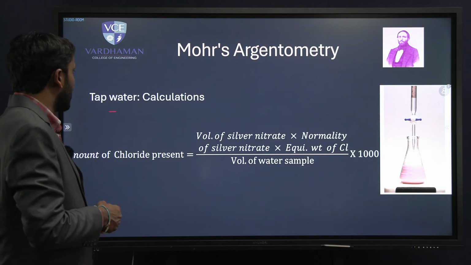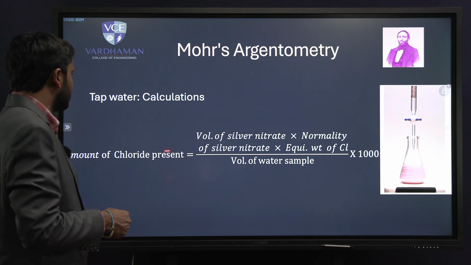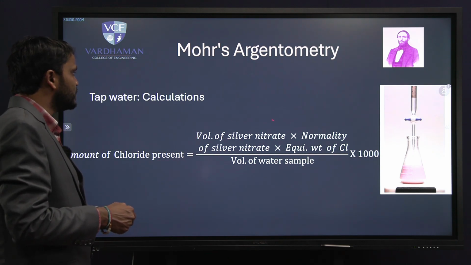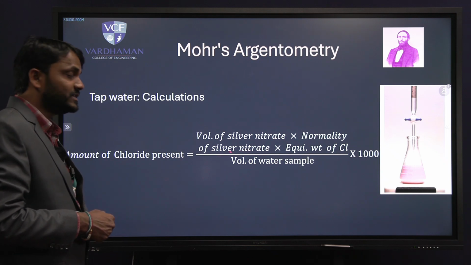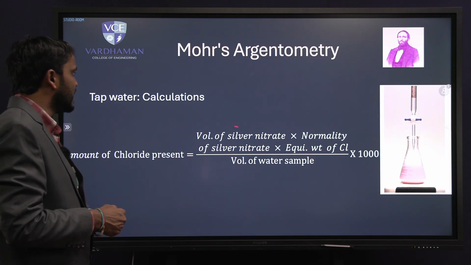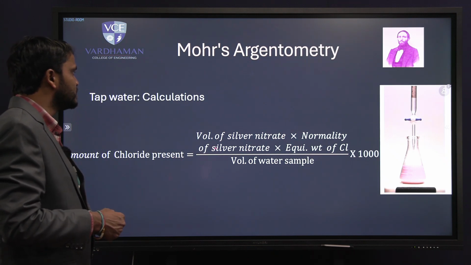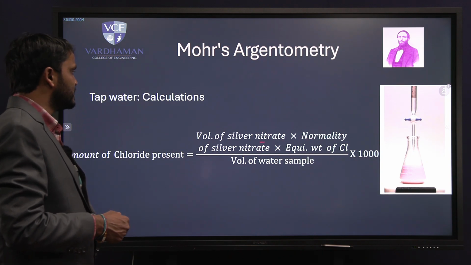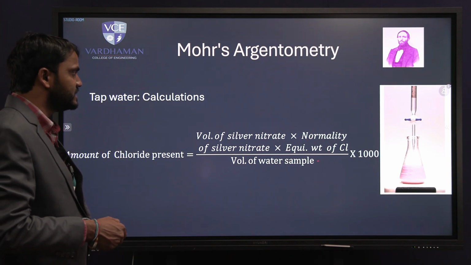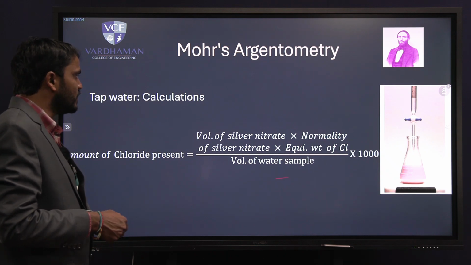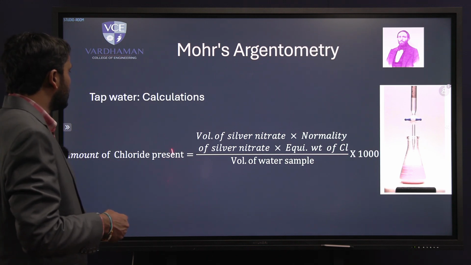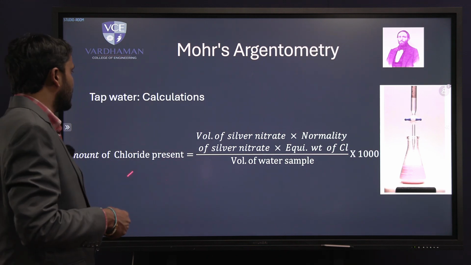Then you move to the calculation part. I want to find the concentration of chloride present in the water. During the titration, how much volume is consumed to get the red precipitate? You need to write that here, the volume of silver nitrate. The normality of silver nitrate is already given, 0.14 normal. The equivalent weight of chloride ion is 35.5 and the volume of water sample we have taken is 25 ml, multiplied with 30,000, then you will get the amount of chloride present in the water sample.